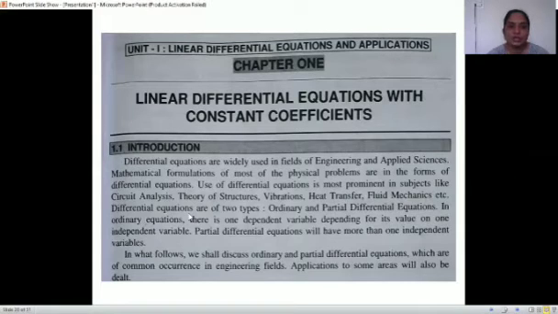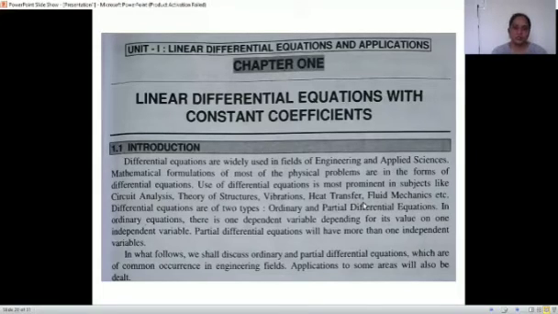Then some part I have to read for you, that is: differential equations are widely used in the field of engineering and applied sciences. The mathematical formulation of most of the physical problems are in the forms of differential equations. Use of differential equations is most prominent in subjects like circuit analysis, which mostly deals with ENTC people, then theory of structures, vibrations, heat transfer, fluid mechanics, etc.